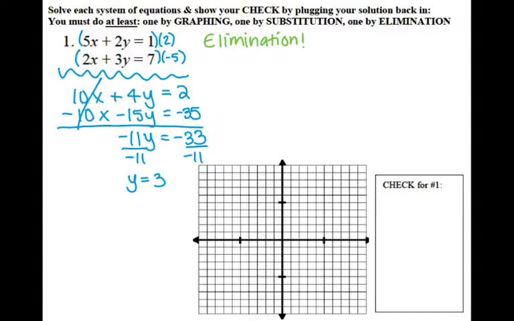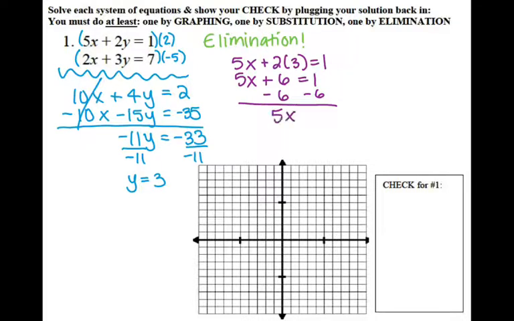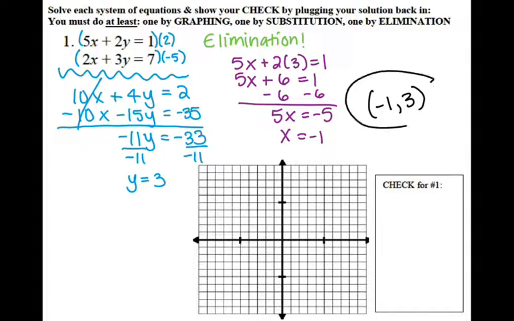Now that I know that y is 3, I can plug it into either of my equations to solve for x. I'm going to go ahead and plug into the first one. So I have 5x plus 2 times 3 equals 1. And I can continue to solve. Subtract 6 from both sides. That gives me 5x equals negative 5. So x equals negative 1. So my solution is going to be the ordered pair, negative 1, 3.